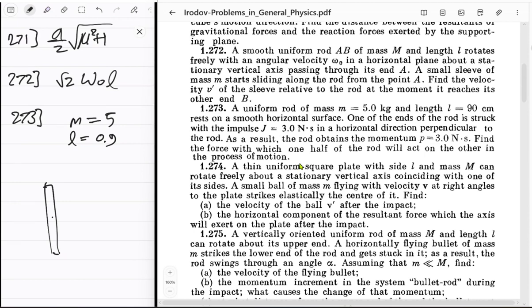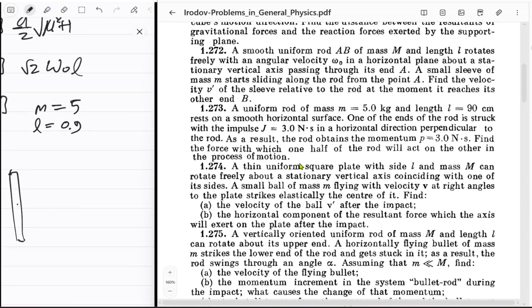So it's a uniform rod. mL squared upon 3 is our inertia. Oh, actually, about the center of mass it's a different thing. So it's mL upon 2, so mL squared upon 12 is our inertia. Okay.